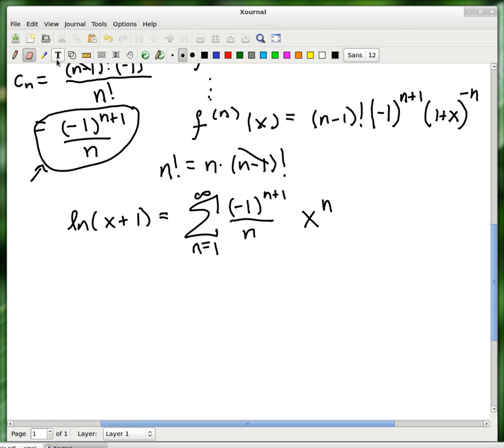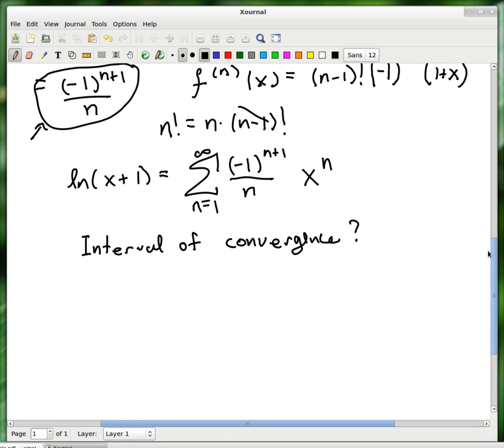Okay, so now we have the form. Let's go ahead and find the radius, or the interval of convergence. What this means is we want to ask ourselves, for what x values does this thing actually converge? We have an official way of doing that with the ratio test.